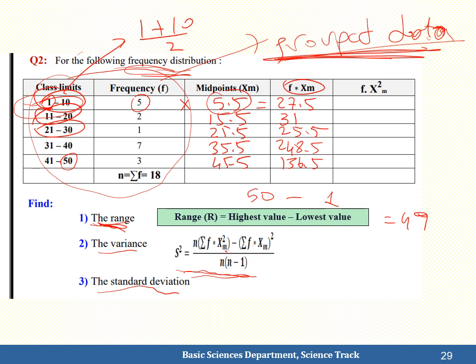Okay, now when it comes to this part here, you have to multiply 5 times 5.5 squared. This one here, 2 times 15.5 squared. And you can do the rest this way. And okay, I will write them here: 151.25. This has to be 480.5. Okay, I will write the rest here.